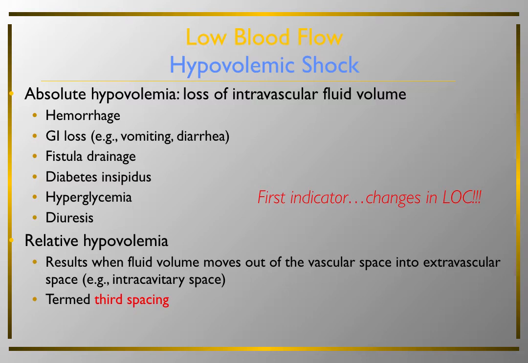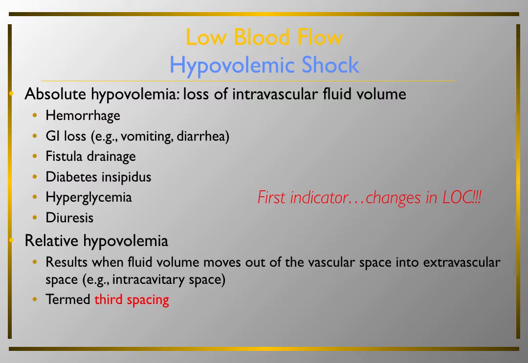So in terms of hypovolemic shock, there are actually two categories here. We have absolute hypovolemia, which is a loss of intravascular fluid volume, and relative hypovolemia. Now the difference is that relative hypovolemia results when fluid volume moves out of the vascular space, not out of the body, but into the extravascular space, which is termed intracavitary space or third spacing.